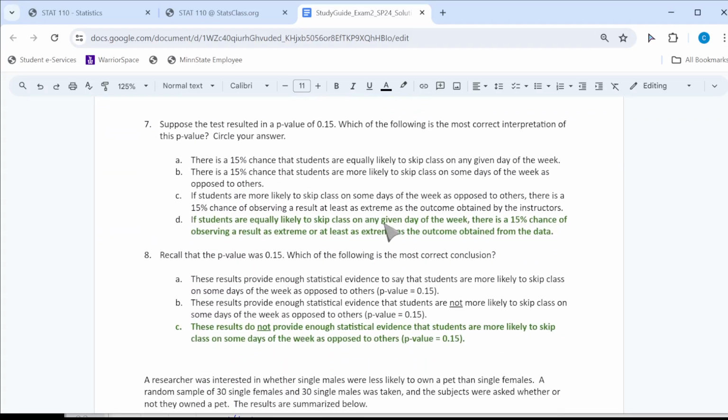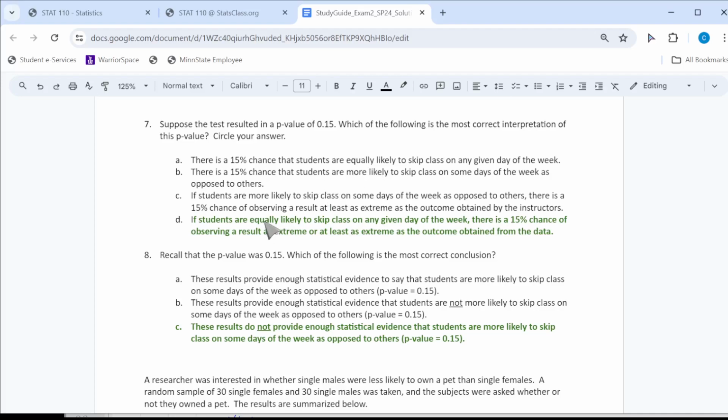This is a p-value question, really. It's very similar to ones that we've had in the previous exam. What is this p-value really measuring? Well, the p-value measures how extreme the data is under the situation of no difference.